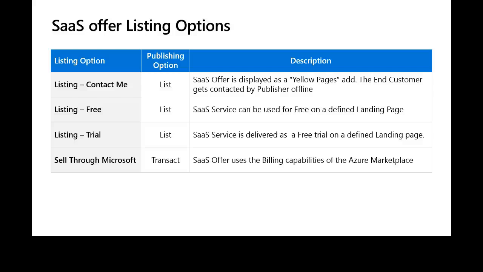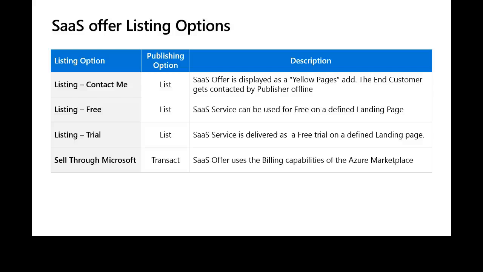Now, from a listing perspective, you're going to have basically 4 main options. You're going to have the listing contact me. Think about this as a Yellow Pages ad, or a way of having presence in the marketplace, where a prospective customer will come and search for your service or find your service, and being interested in it, they click on it. When they click on it, you will get notified via your lead management system, and you will have to connect, and we'll go into details on that. And basically you can act upon that lead.